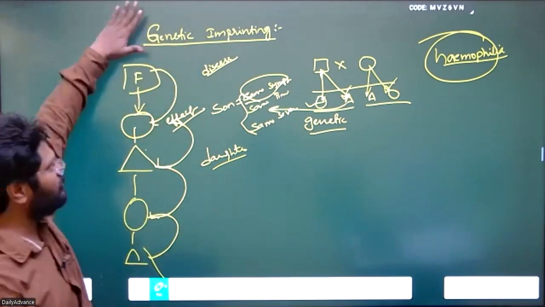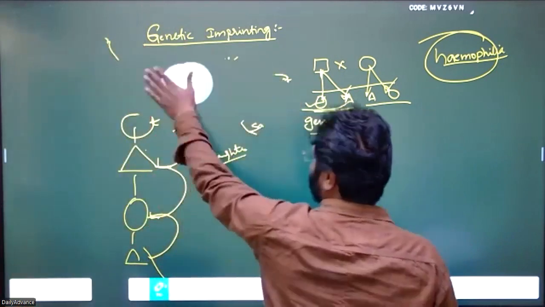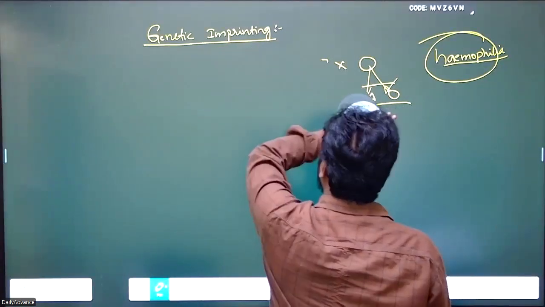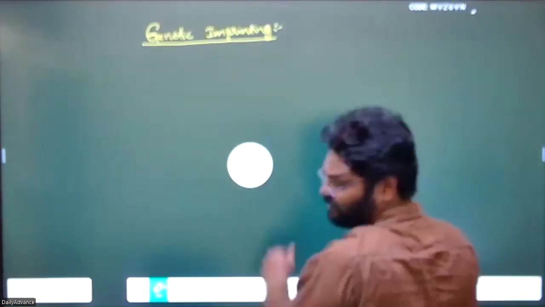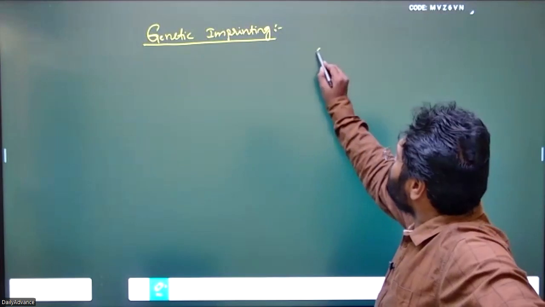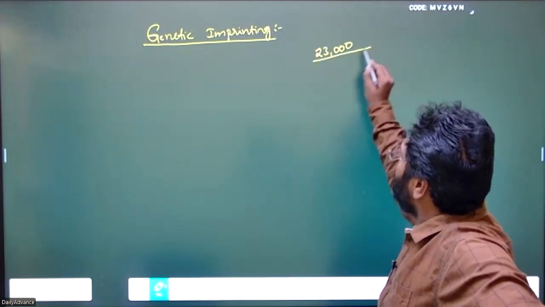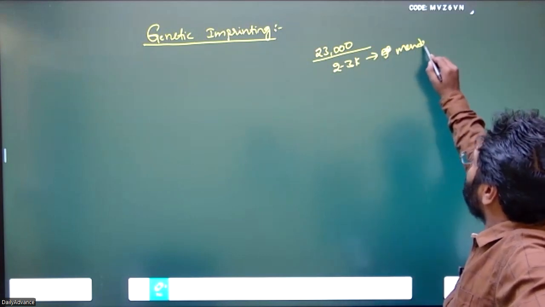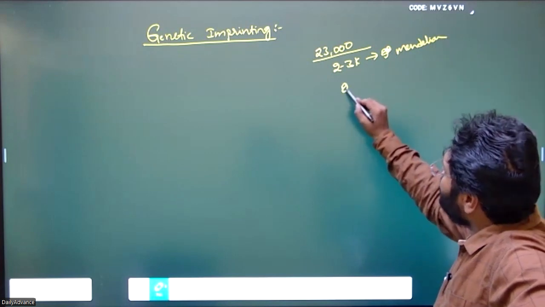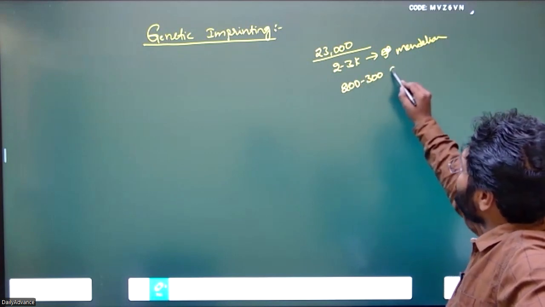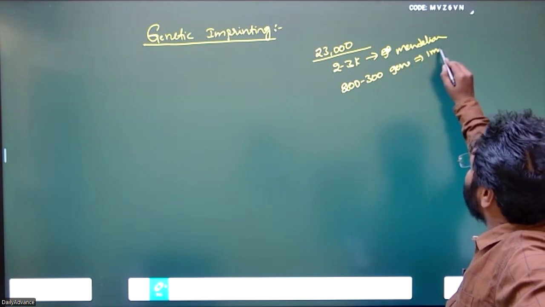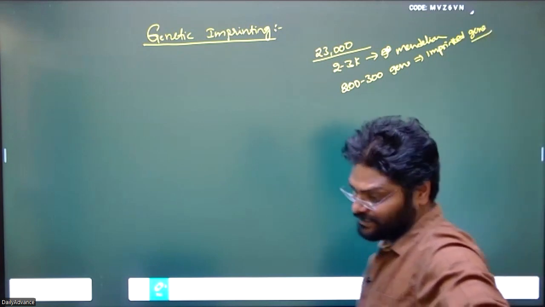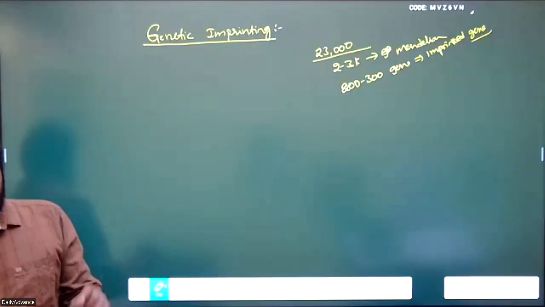Now, these kinds of genes are like 2 to 3,000 genes in our entire genome out of 22,000 or 23,000 genes. Different books give different numbers. So out of 23,000 genes, 2 to 3K genes are Mendelian genes. But 200 to 300 genes are imprinted genes. So what do we mean by imprinted genes? They are not Mendelian genes.